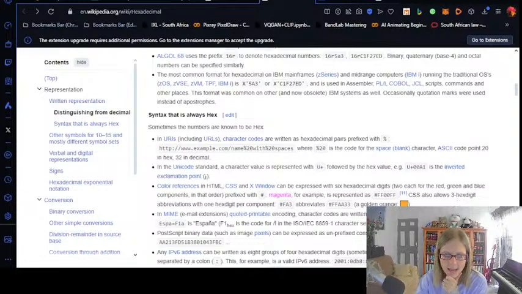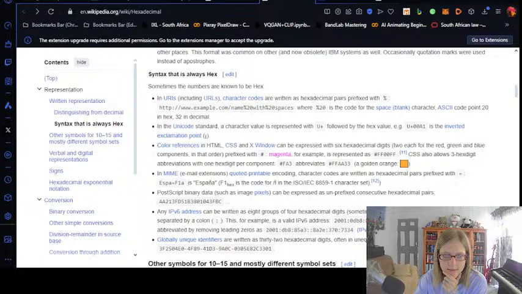Syntax that is always hex. We covered this yesterday when we looked at the syntax in transaction IDs, blocks, public keys, private keys. So these are some interesting points about examples where the syntax is in hex.